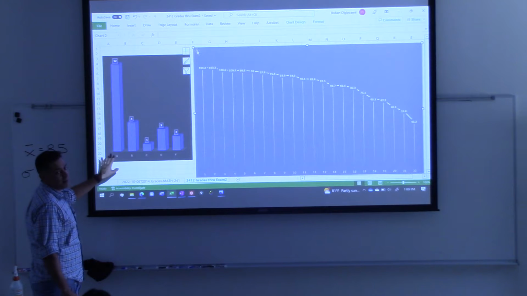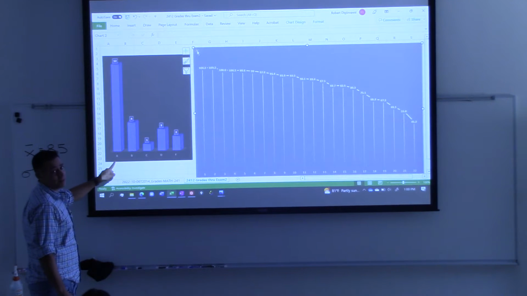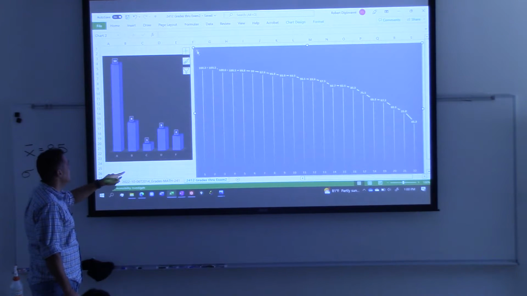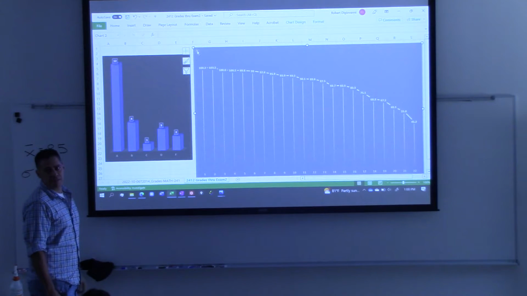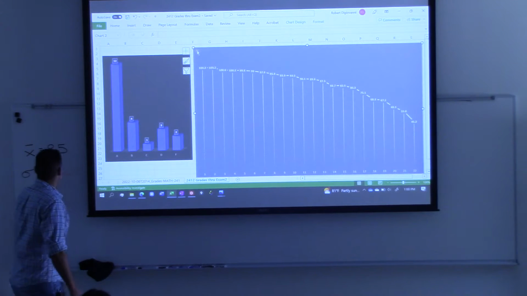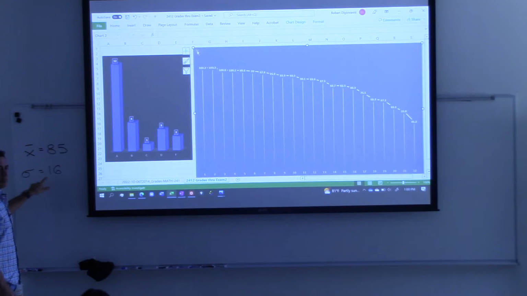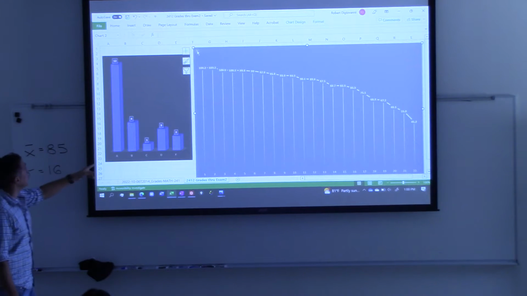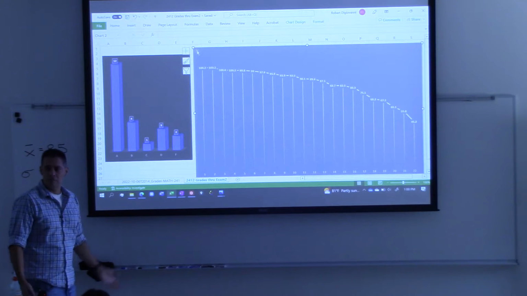So these are the grades for this exam. We had 12 A's, 4 B's, 1 C, 3 D's, 2 F's. So class average was an 85, standard deviation was 16, so that's really good. It's about par for the course, but this is really good. So the exam, I think, went well.